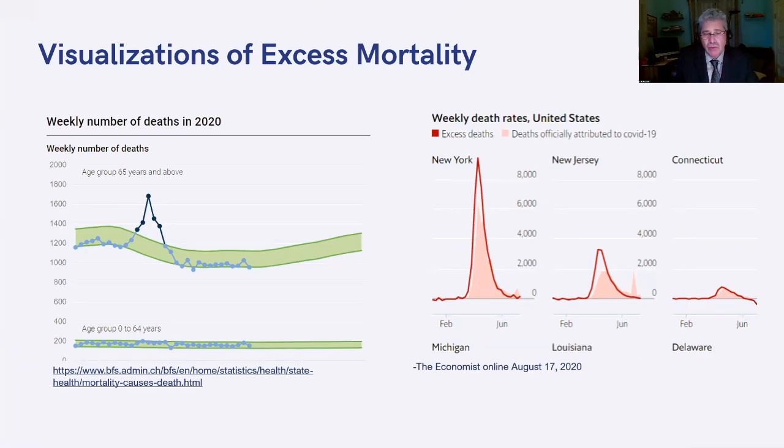On the left, we have a graph from Switzerland by age group. On the right, from some states in the United States, published by The Economist. Major news outlets are increasingly using excess mortality visualizations such as these to represent the pandemic. Well, that's all well and good, but bringing us back to our main concern here, what about places on the globe that are not able to routinely and readily report these data, particularly from the community?